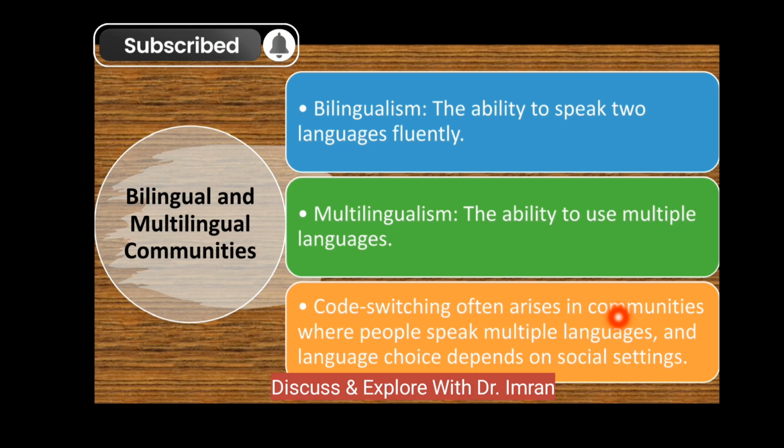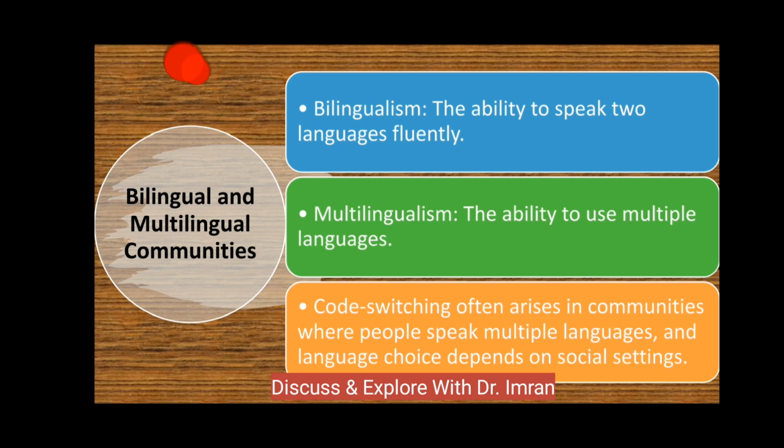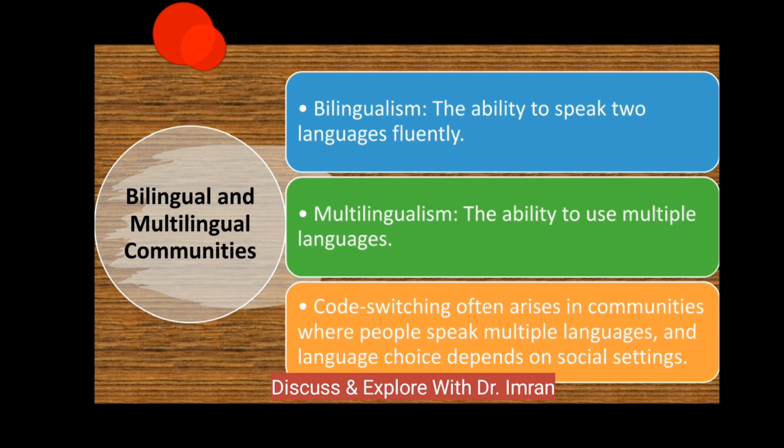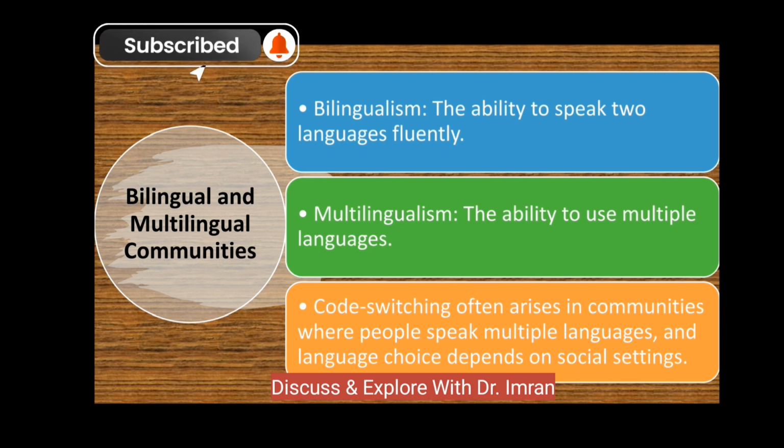As I told you, it's not at the individual level, but at the community level. If a community speaks two or more than two languages, we can find code switching there. Like in Peshawar, inside the city, we see that people speak Hindko also and Pashto also. So when they are interacting, sometimes they switch from Hindko to Pashto or from Pashto to Hindko.